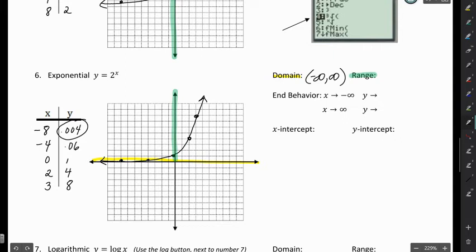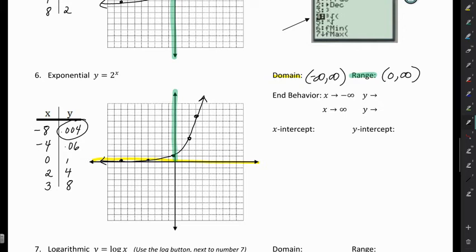Now, the range never actually touches 0. All right, so we're going to use an open bracket here going to positive infinity. And that's a little bit different than what we did in some of the previous graphs. We included 0, but this graph does not include 0.